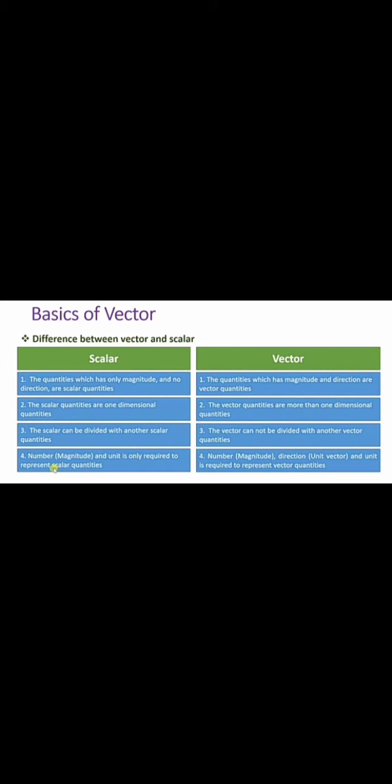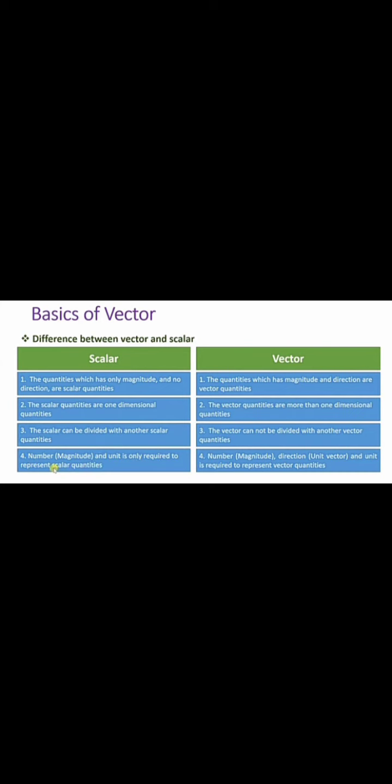Okay, and next one: the scalars can be divided with another scalar quantity. Very important one. Scalar quantities can be divided with another scalar quantity, whereas a vector quantity cannot be divided with another vector quantity. A scalar quantity is exactly divisible with a scalar quantity only. 43 divided by 43, you will get one, a scalar quantity. But a vector quantity cannot be divided, because it will be varying continuously. Very important one.